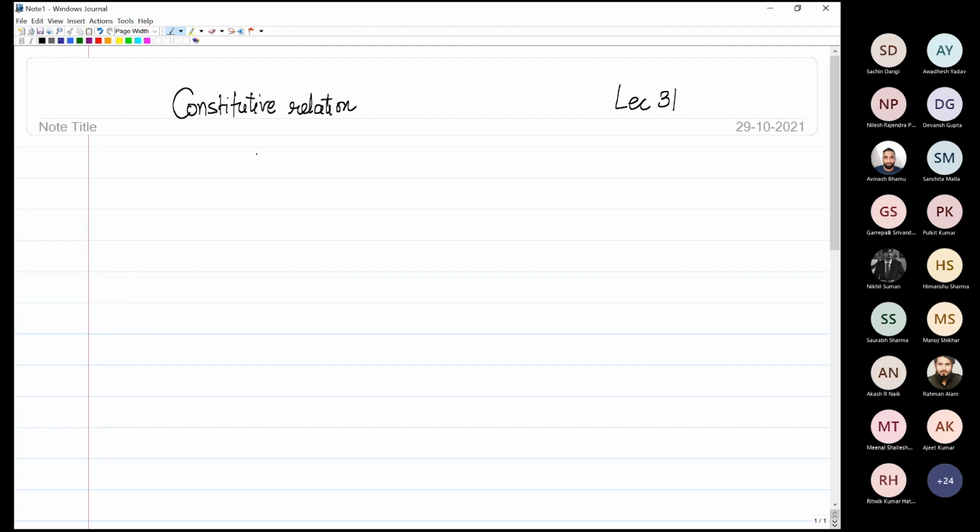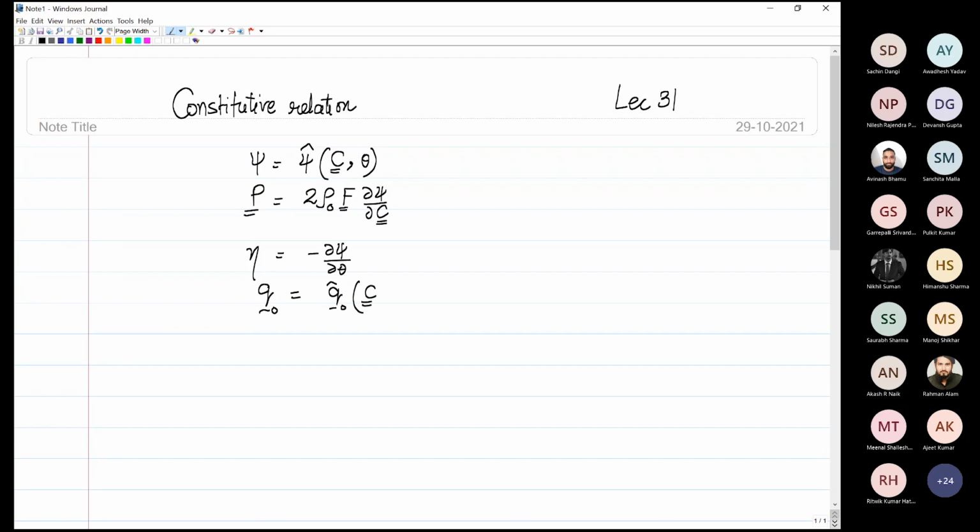So we found that the Helmholtz free energy psi is a function of the right Cauchy-Green tensor C and temperature theta. Okay, and then the first Piola-Kirchhoff stress tensor P turned out to be 2 times rho naught times big F times del psi by del C. Okay. Then the entropy eta, specific entropy, turned out to be minus del psi by del theta. And then finally, the heat flux Q naught, we said that it is some function Q naught hat of C, theta and gradient of theta.